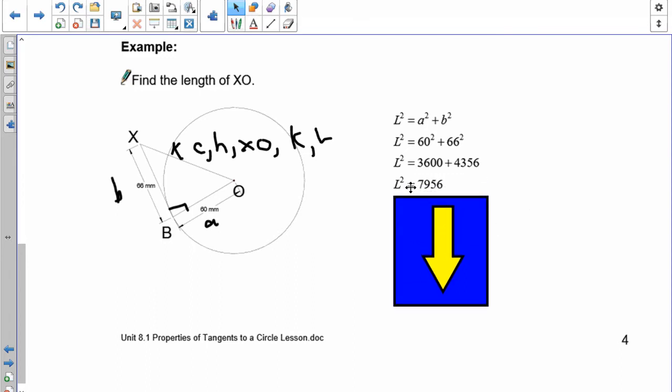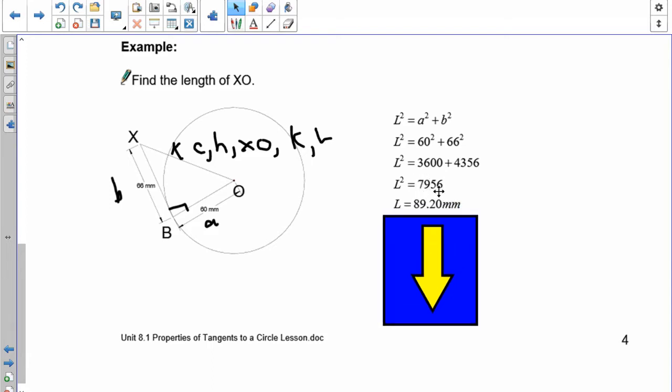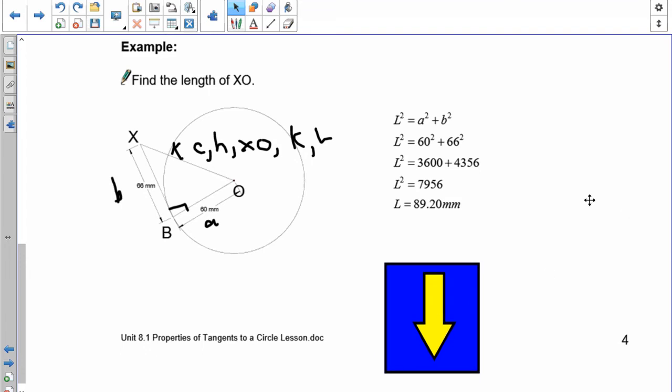7,956. Now to get from L squared down to L, you take the square root. So that means that L is going to be the square root of 7,956, which is 89.20. Okay, hopefully you get that. If not, go over it again. Try to do it by yourself if possible.